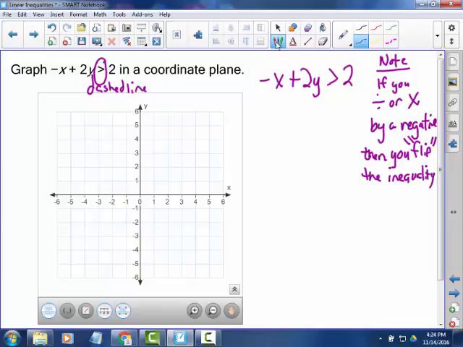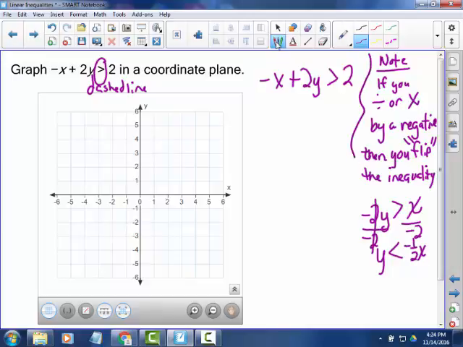Okay, so for instance, if I had negative 2y is greater than x, now this has nothing to do with the problem up here, I'm just making something up, and I wanted to get y by itself, I would divide by negative 2. Well, since I'm dividing by a negative, I'm going to flip, so instead of being greater than, it will now be less than negative 1/2 x. Okay, so that's the only tricky part of inequalities you've got to pay attention to. If you divide by a negative, you're going to flip the inequality.